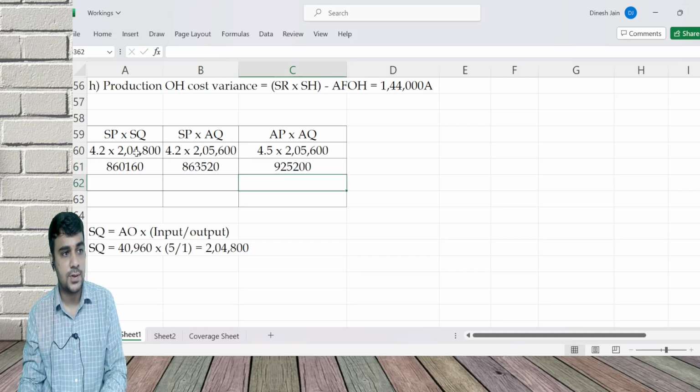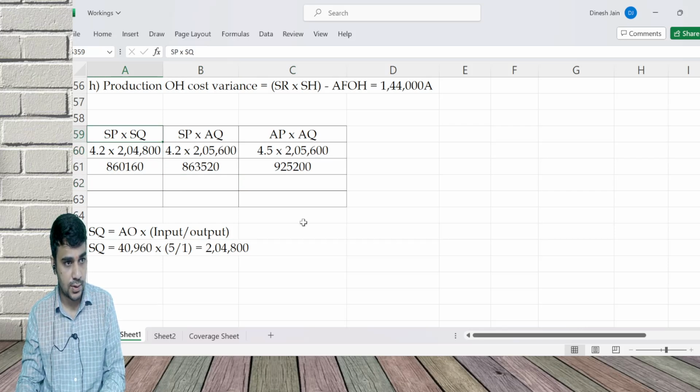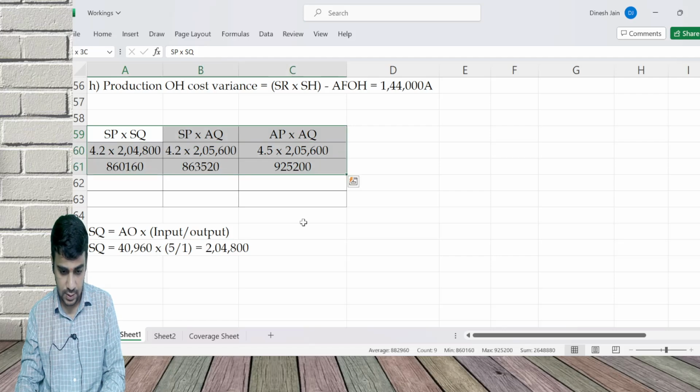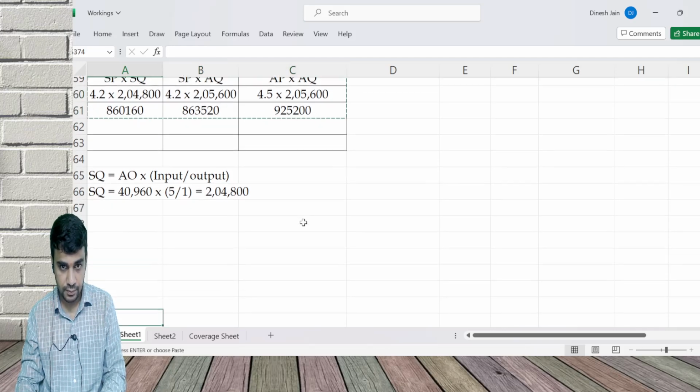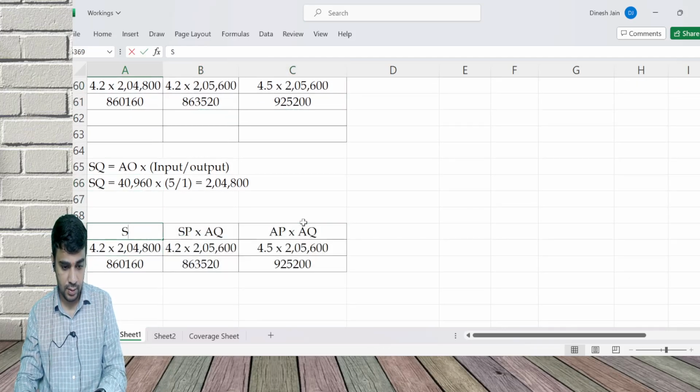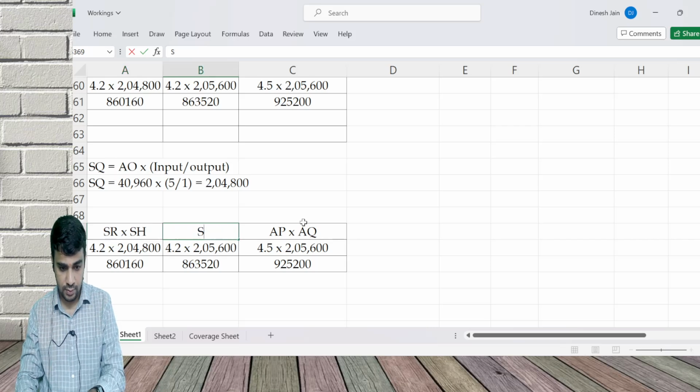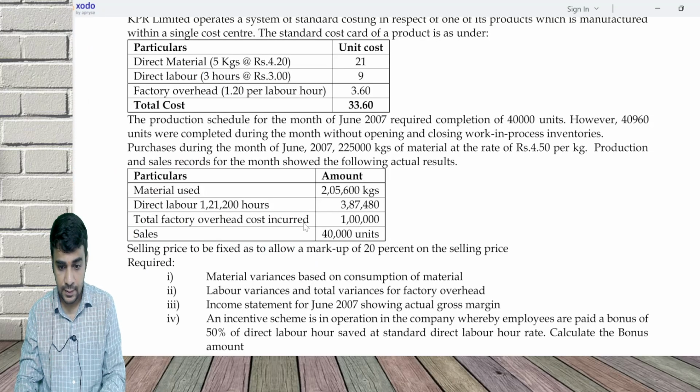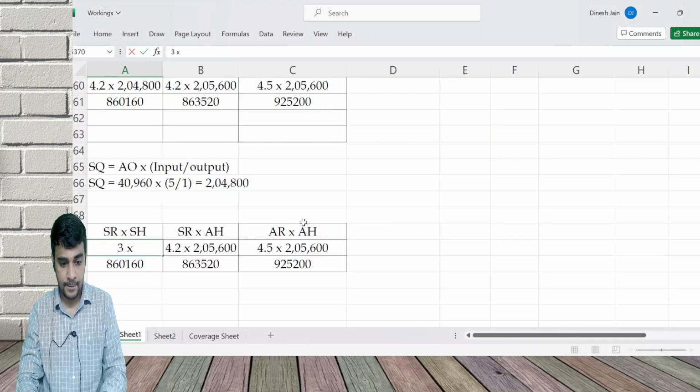This will be your first material variances table. I'm not getting into the variances, but this should be the table. Any doubts on this? Any doubts on the table? Are you getting this? Okay. By this time, you should have completed labor variances.